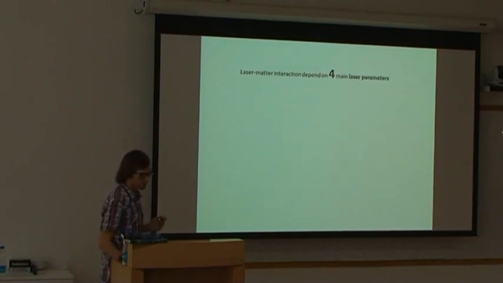So there are four main laser parameters that you have to take into account when you want to do laser dissection. The first one is power, and you can understand why. The second one is the spatial compaction of photons.